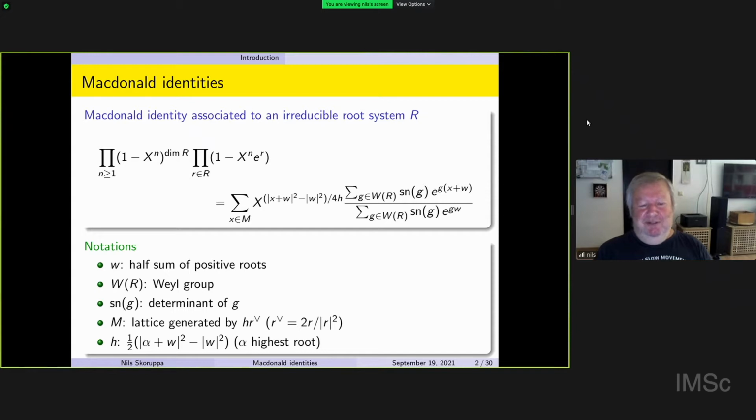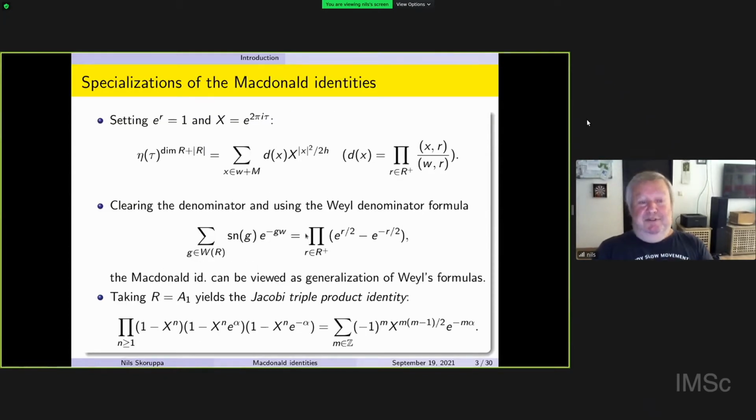And the other reason why it's important is that it raises some questions, where there are other identities like these Macdonald identities that one can find. So it just opens the door to some sort of extension or generalization of this theory in a completely different direction. So not in the direction of Lie algebras, but in a completely different direction.